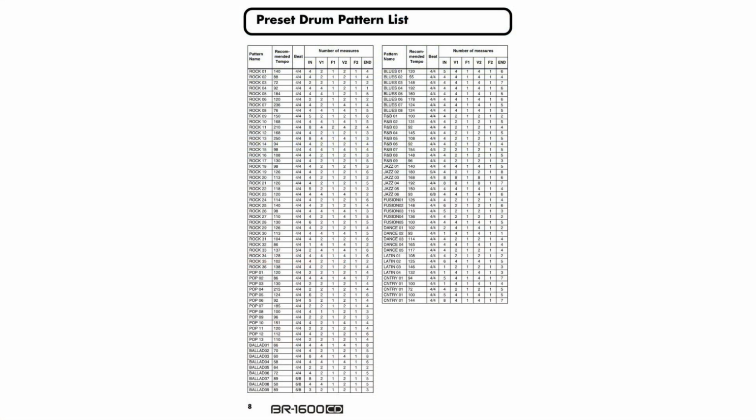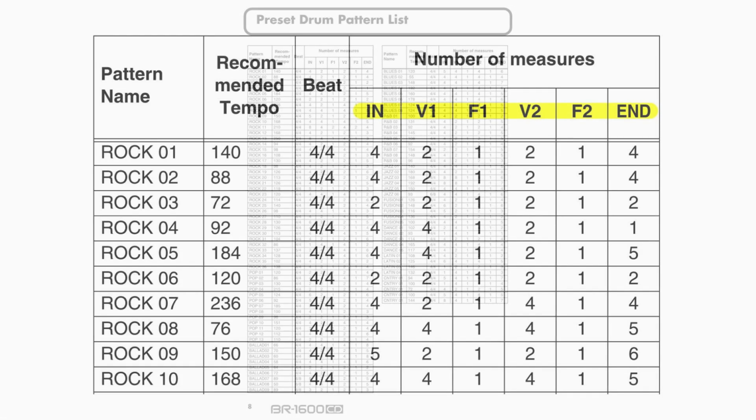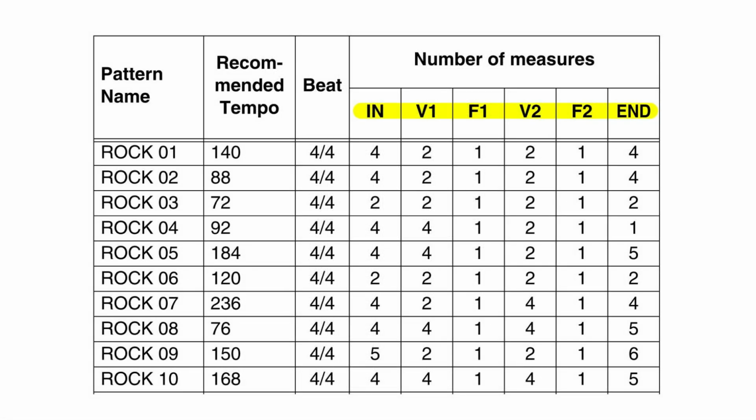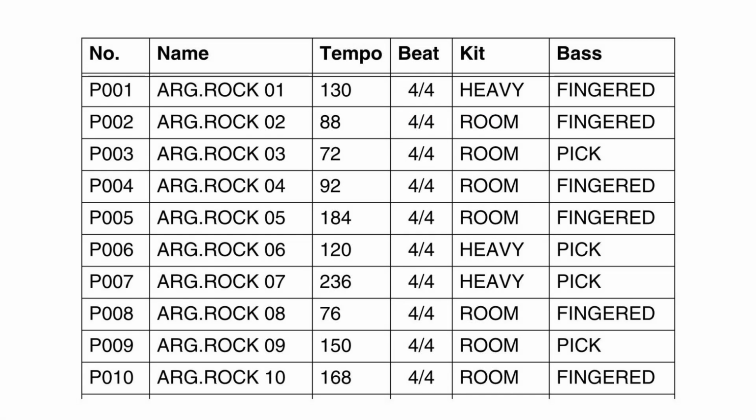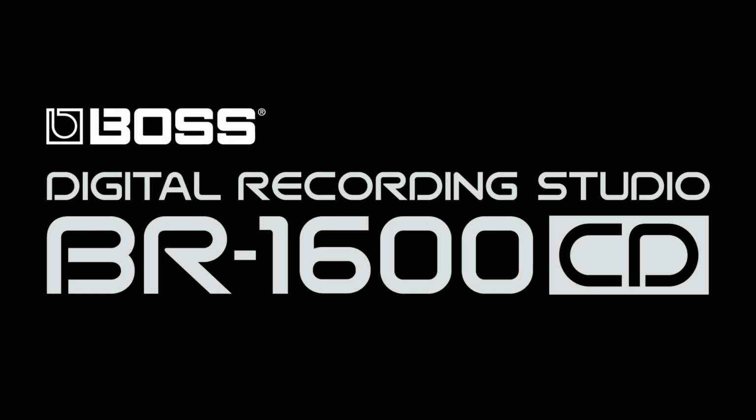The BR1600 ships with 600 preset drum patterns made up of sets which include intros, verses, fills, and endings. These cannot be overwritten. In addition, there is also 999 user drum patterns and 999 song patterns. Preset and user patterns are available for use on any song, while song patterns are specific to the song on which they were created. The BR1600 also contains 100 preset arrangements and 10 user and 10 song arrangements.